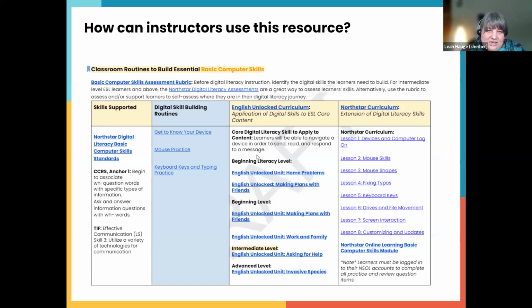And these do connect to English Unlocked, but you could really use these lessons just as an application of skill without the English Unlocked curriculum too. For example, I think in the home problems, learners are asked to practice texting about a house problem that they're having, maybe with a landlord. And then, of course, we link to North Star curriculum, which would be an extension of skills at a higher level, where they're completing even more authentic practice and building their skills in a larger way.